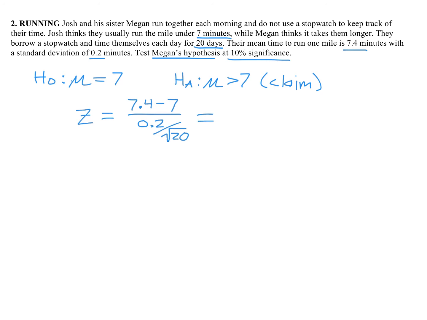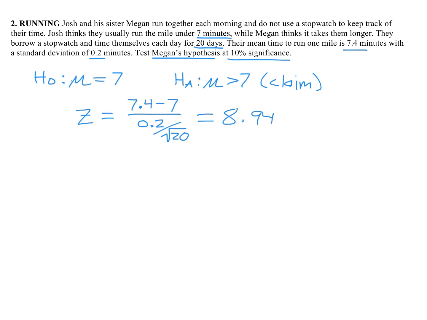So you actually have to use the calculator program for this because although you can do the z by hand, you can't do the p-value by hand. So we need the calculator to figure out the p-value. So go to stat, test, z-test, choose stats on the first line. Our mu is going to be 7, sigma is 0.2, x bar is 7.4, n is 20. And then on the second to last line, you choose the symbol that's in the HA. The HA has a greater than, so we choose greater than. Then we hit calculate.